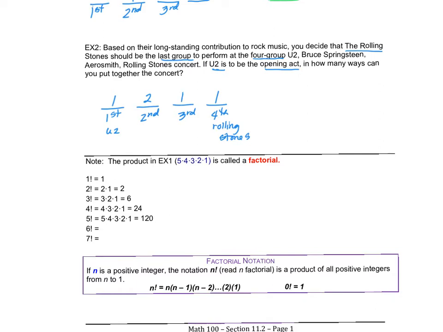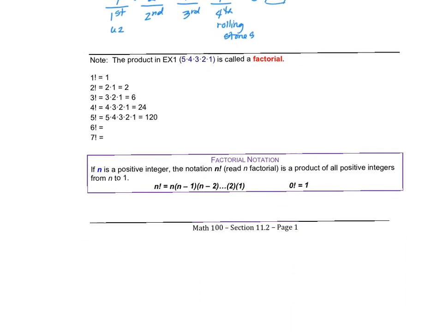So multiply these all out, and we get 2. There are 2 ways to schedule it so that the Rolling Stones go last, U2 goes first. This is going to bring us to a factorial.